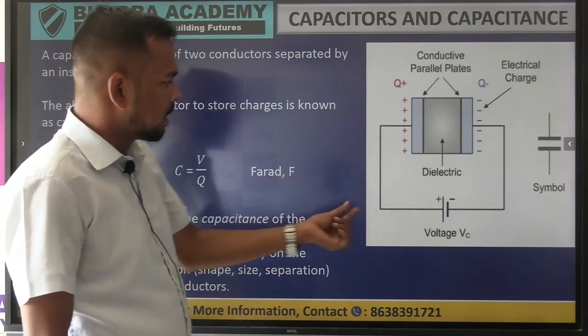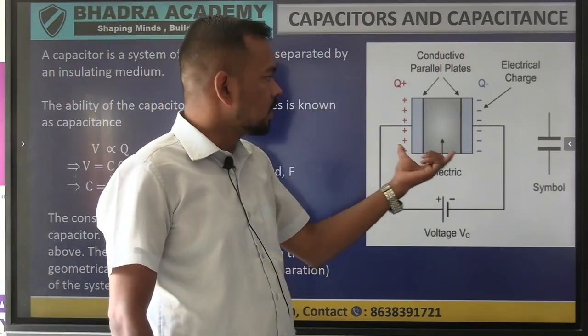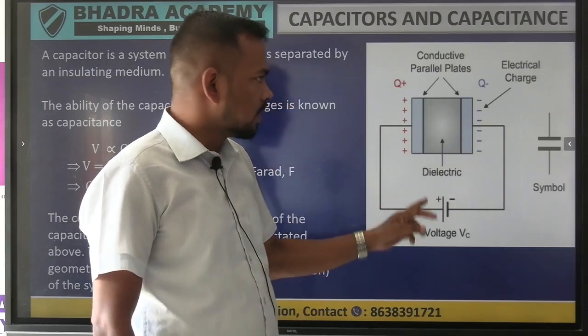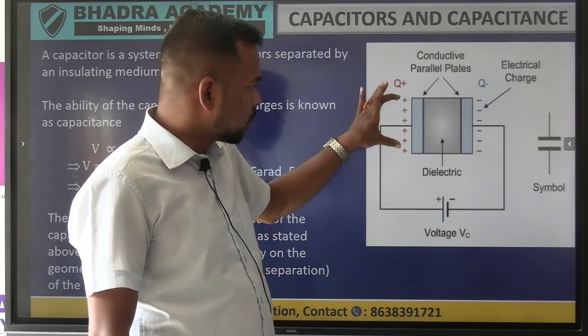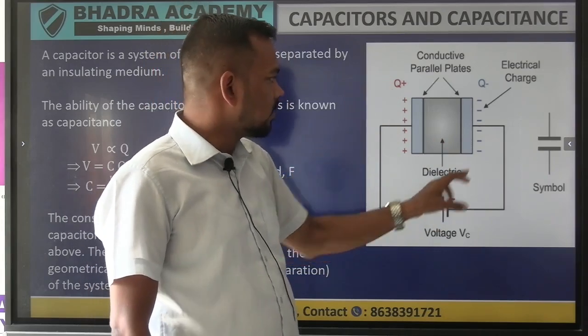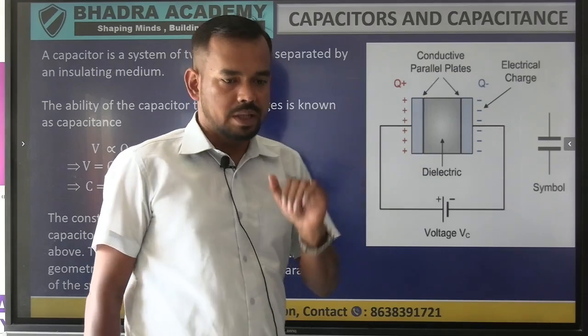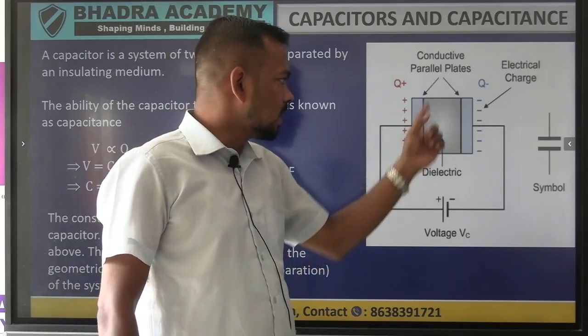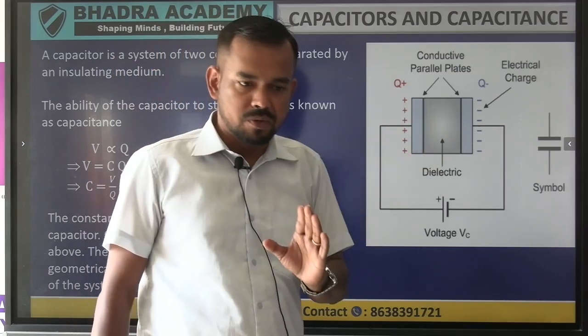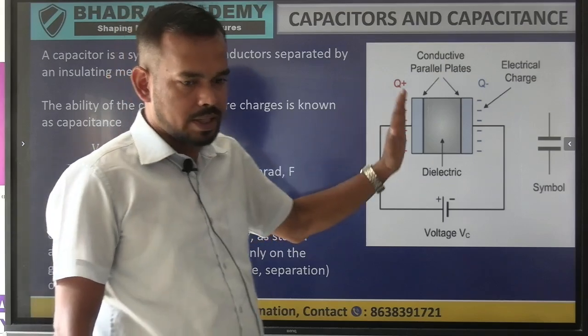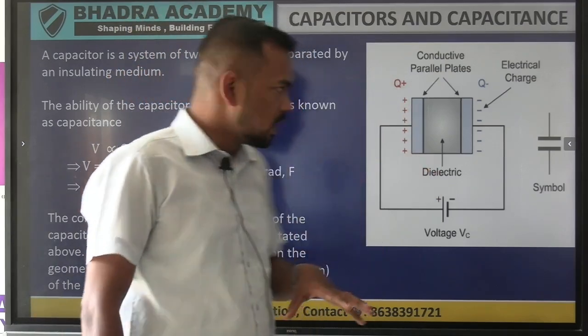And if we apply a voltage or a potential difference between the plates, so here you can see that with the positive potential, the positive charges will be stored in this plate, and the negative charges will be stored in this plate, because it is not conducting. In between you have an insulating medium. So therefore the charges are stopped here and they are stored in the plates, right?